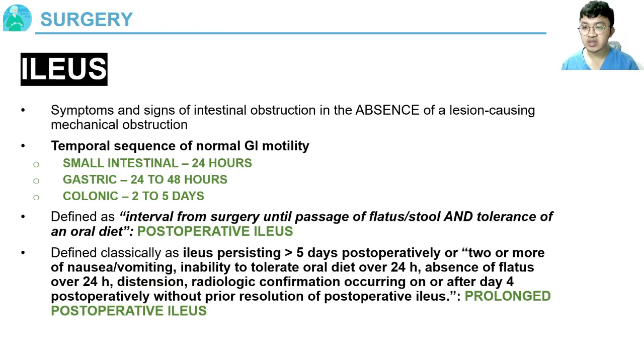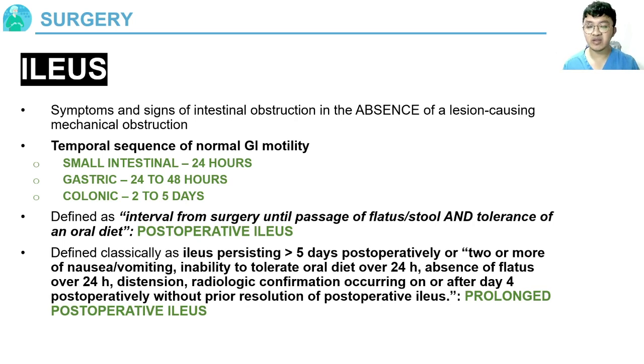Next for ileus. What are the symptoms and signs of intestinal obstruction in the absence of a lesion causing mechanical obstruction? So for ileus, you have a temporal sequence actually after an operation. So you have your SGC, mnemonic SGC. In the first 24 hours, the small intestines are gonna be undergoing peristalsis first, followed by your stomach, followed by your colon, right? Small intestines first, 24 hours, gastric 24 to 48 hours, in 2 to 5 days, that's your colon.